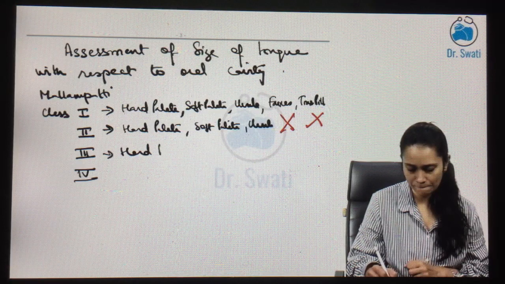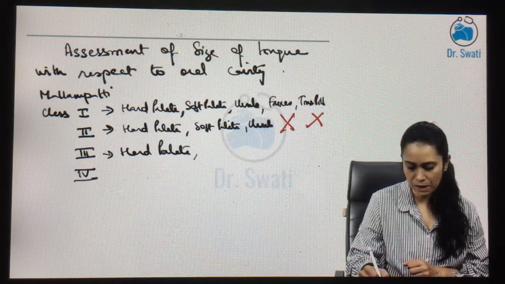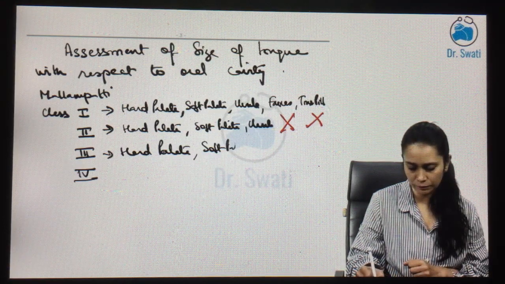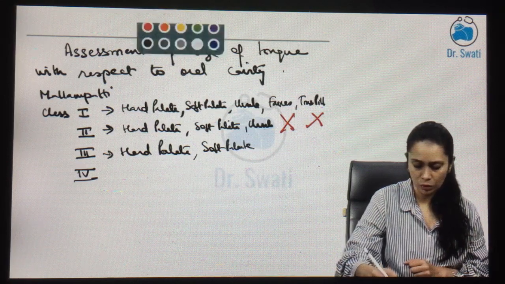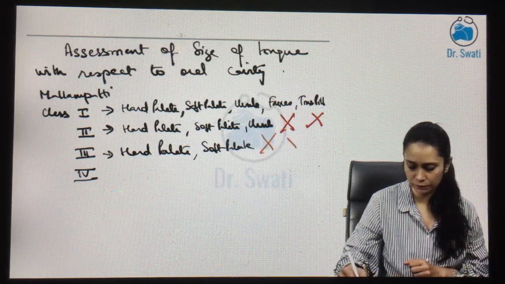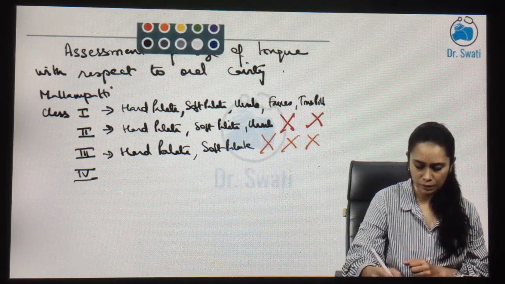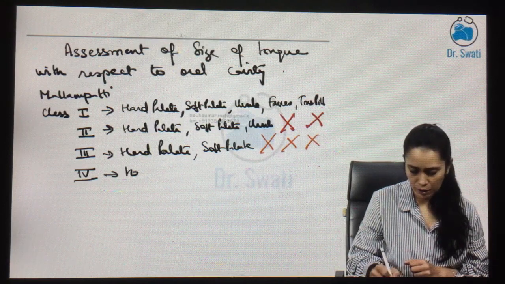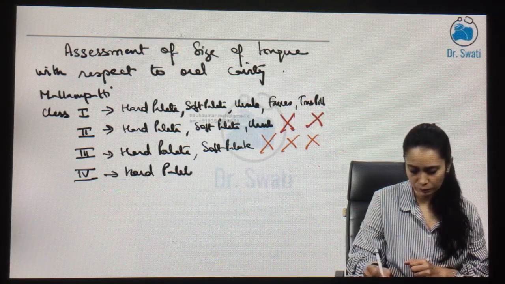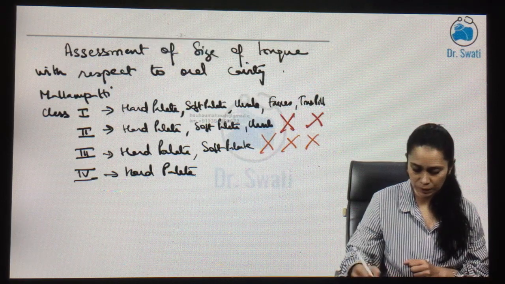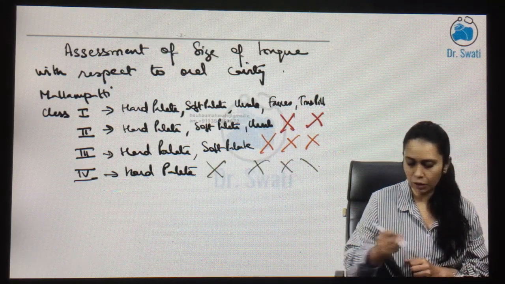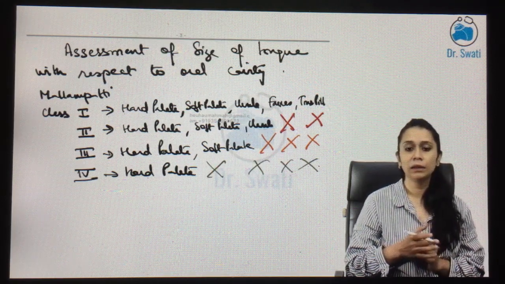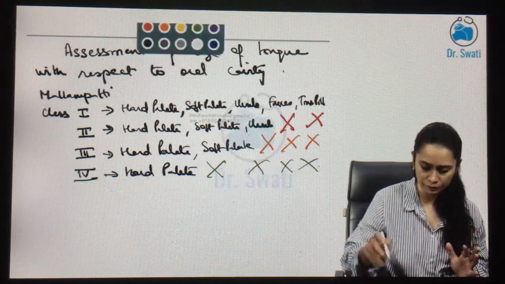Class 3: hard palate and soft palate, and I miss all other structures, nothing else. Okay, then class 4: only hard palate, and the rest of the structures I am unable to see, nothing. Got it? So guys, class 1 and class 2.